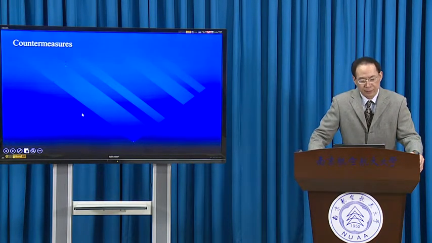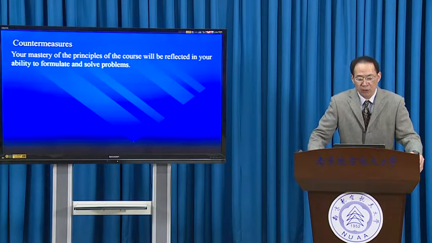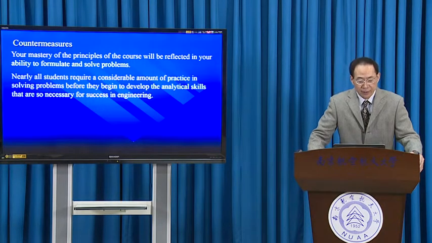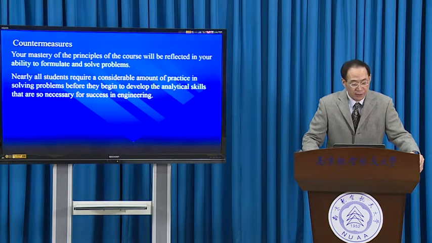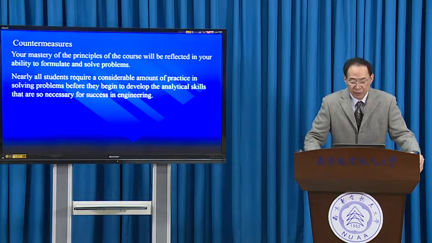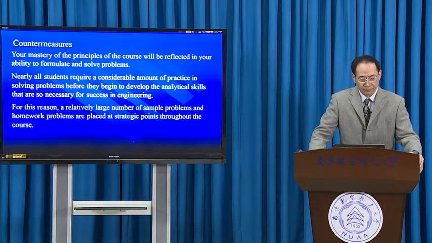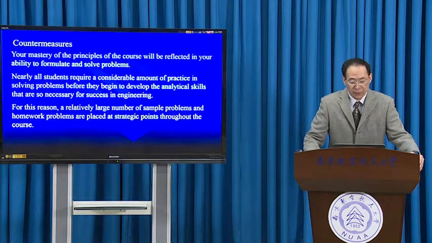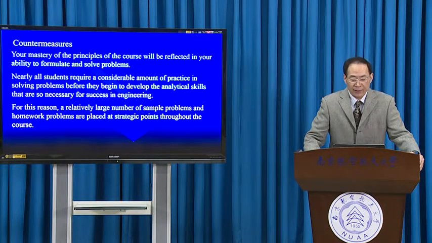Countermeasures. Your mastery of the principles of the course will be reflected in your ability to formulate and solve problems. Nearly all students require a considerable amount of practice in solving problems before they begin to develop the analytical skills that are so necessary for success in engineering. For this reason, a relatively large number of sample problems and homework problems are placed at strategic points throughout the course.